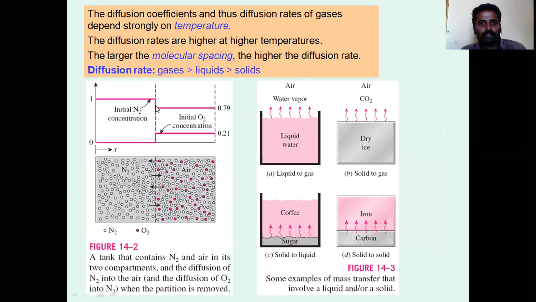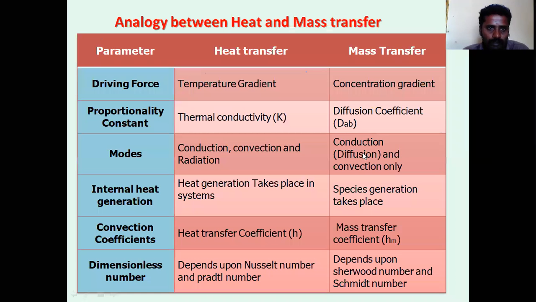The diffusion coefficient of gases depends on the temperature. Diffusion rates are higher at higher concentration and where the molecular spacing is greater. Consider gases, liquids, and solids, and the initial concentration. These are the concentrations in mass transfer problems.